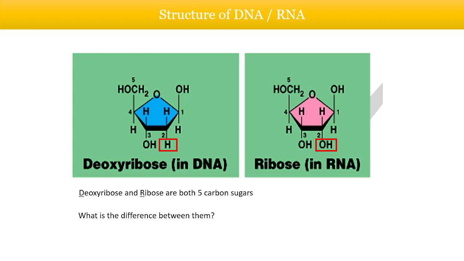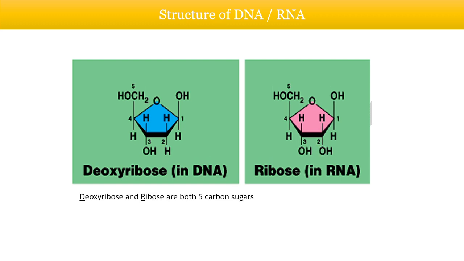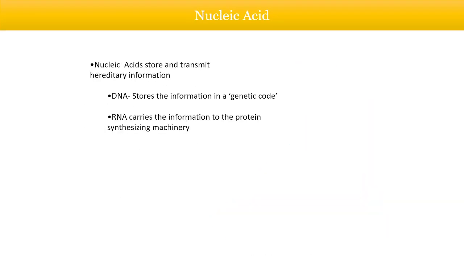As previously discussed, DNA is important for storing information in a genetic code, which performs different functions important for your development, reproduction, etc. Whereas RNA carries the information to the protein synthesizing machinery, and it is mostly involved in protein synthesis, and sometimes it plays an important role in gene expression.